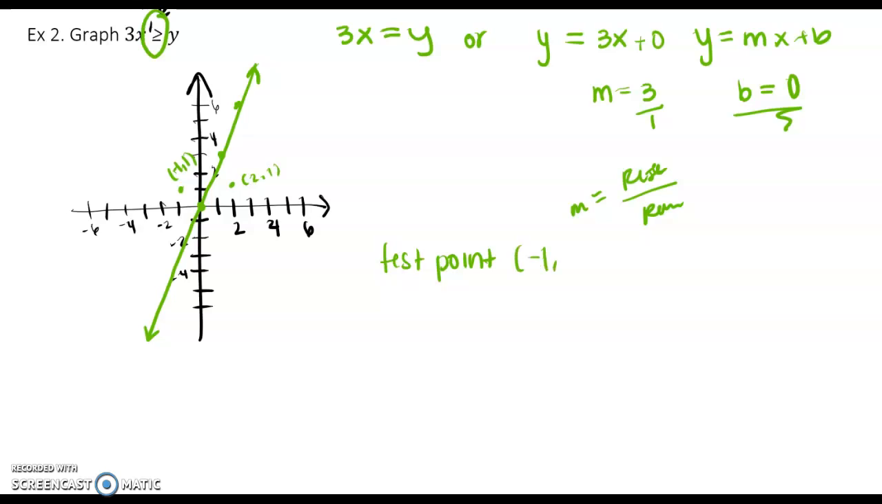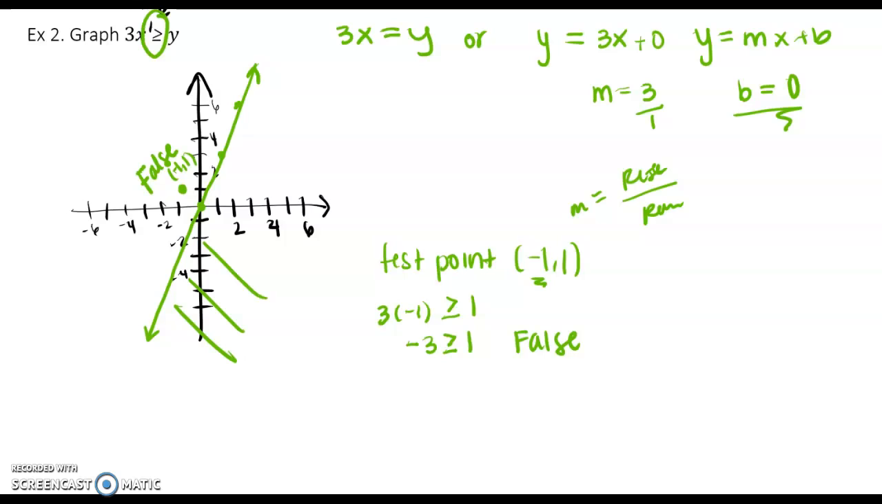That's going to give us a false result, and I'll show you what to do when you get a false. Wherever you see an x, you're going to plug in negative 1, and wherever you see a y, you're going to plug in 1. This gives you negative 3 is greater than or equal to 1. That is false. Here is negative 1, 1, so this area was false. That means you don't shade here. You shade in the other area, which is below the graph.